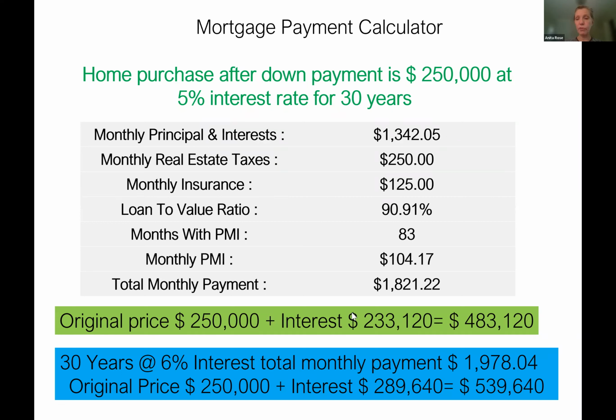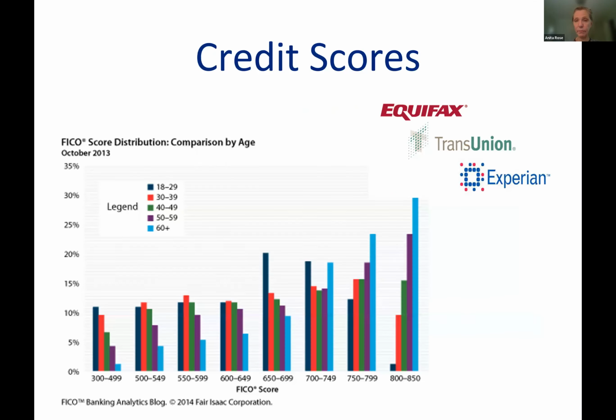Here is just one interest rate change, and we go from 5% to 6% with that same scenario, right? With our interest rate now, our total monthly payment goes from $1,821 to $1,978. So close to almost a $160, $170 difference here. But the total amount paid, look at this, $539,000 as opposed to $483,000. Big difference, just from that one interest rate increase.